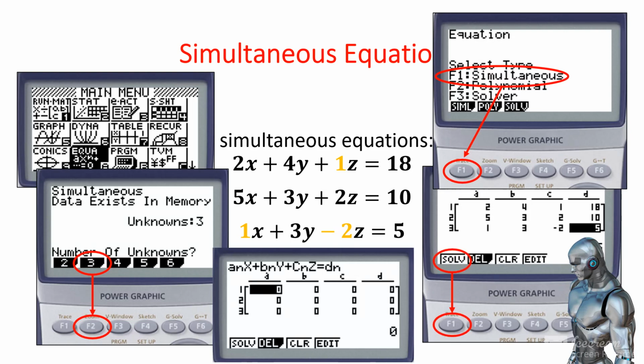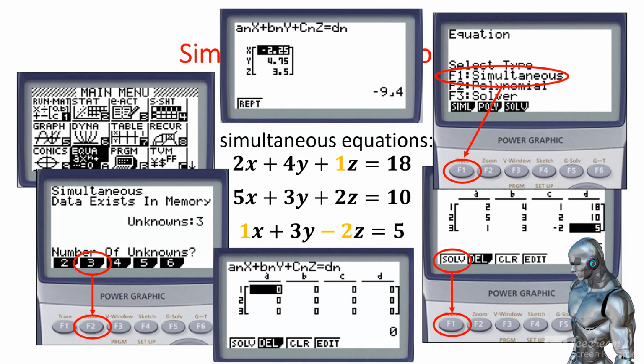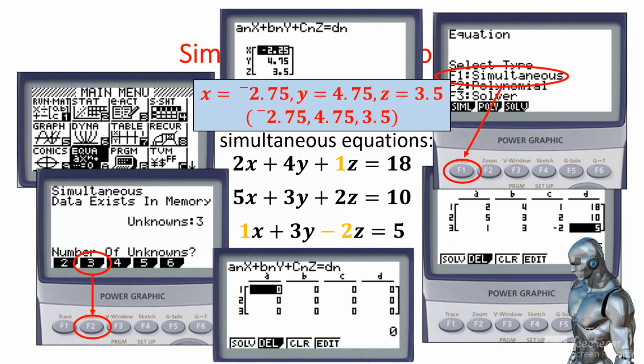Well, again, we're going to solve it by pushing F1 and get our solution. Here is our solution. X is negative 2.25, y is 4.75, and z is 3.5. So we know that these equations intersect at the coordinate (negative 2.25, 4.75, 3.5).